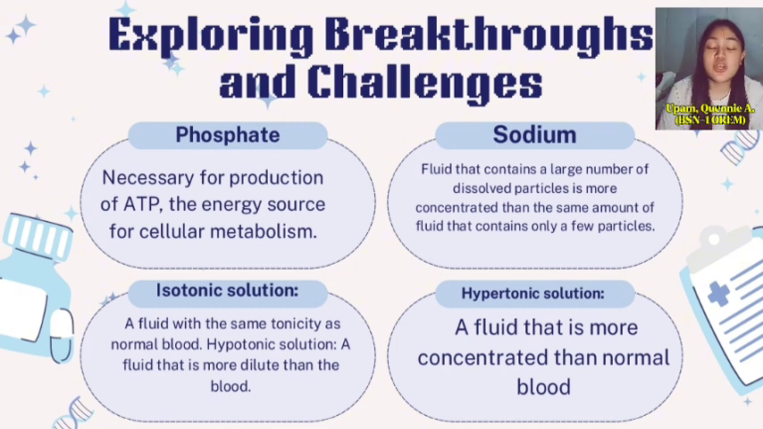Hypertonic solution, this is a fluid that is more concentrated than normal blood. So imagine placing red blood cells in a solution of highly concentrated salt or the hypertonic saline. The salt concentration is much higher outside the cells than inside. Because of this, water will leave the red blood cells and move into the surrounding saline solution. This causes the red blood cells to shrink and shrivel, a process called crenation.